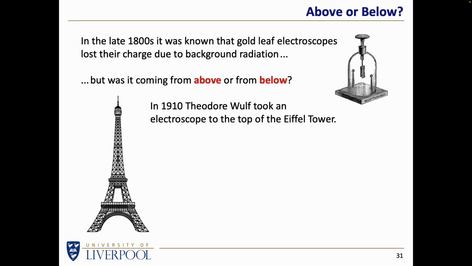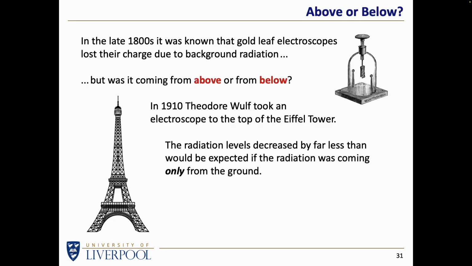Well, in 1910, Theodor Wulf said, well, let's do an experiment. Let's take an electroscope and measure the radiation levels on the ground, and then let's take it to the top of the Eiffel Tower and see if the radiation levels go up or if the radiation levels go down. Great idea. Unfortunately, the result wasn't very convincing. It sort of changed a little bit, but it was very difficult to get an accurate register of whether or not it was going up or going down. But it seemed to decrease, but decreased by far less than was expected if it was coming only from the ground.